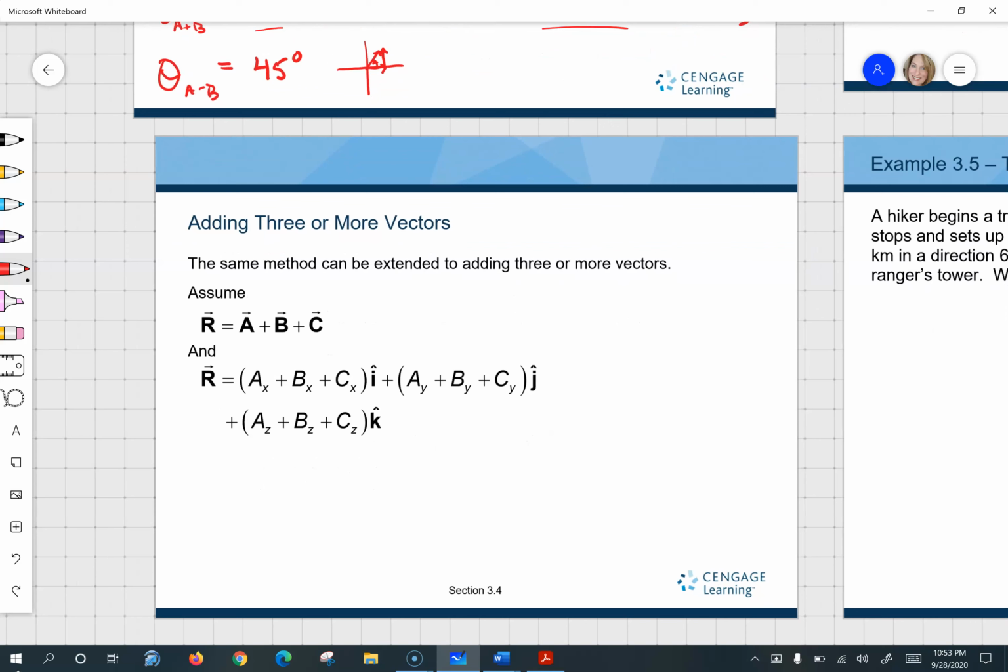You could also add multiple vectors. You could have 7 vectors if you wanted and add them up. You're still going to go through the same thing: add up all of your x's, or all of your i-direction components for each one of those vectors, add up all of the ones in the j direction and all of the components in the k direction.